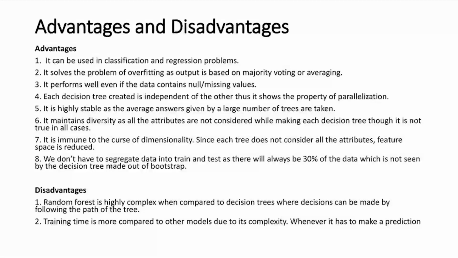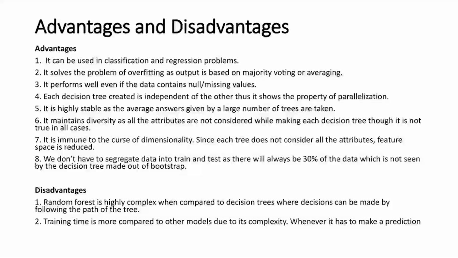Now, as discussed earlier, it is also immune to the curse of dimensionality since we are just giving a subset of the features to the decision trees. And in the eighth one, we do not even need to segregate into test and train since it is already taking 30% of the data in a cross-validation dataset.